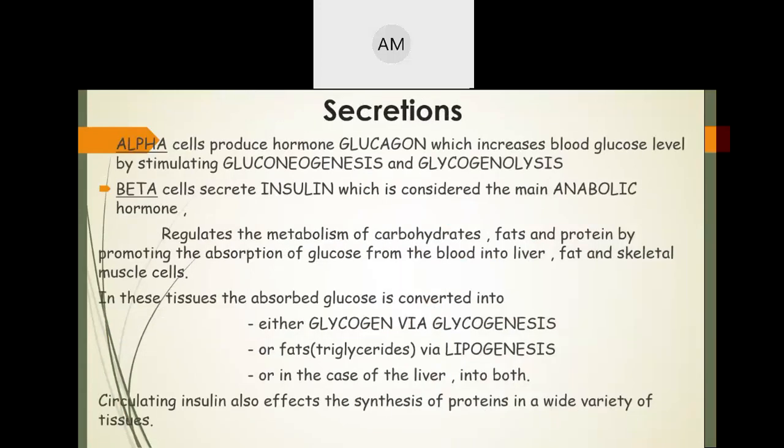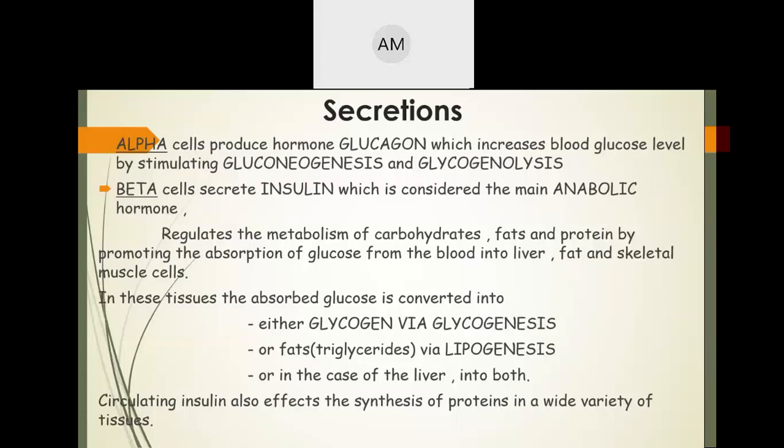Moving on to the next part, secretions. What are the secretions of the pancreas? The first cells we talk about are alpha cells, which produce the hormone glucagon. Glucagon increases the blood glucose level by stimulating gluconeogenesis and glycogenolysis.